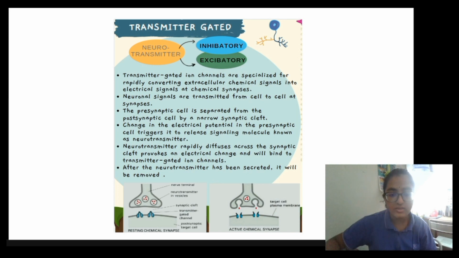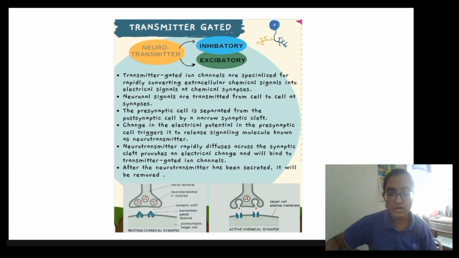There are two ways that the neurotransmitter will be removed. One is that it will be removed by a specific enzyme. Second, it will be taken back up by the nerve terminal that has released it. Neurotransmitters are divided into two, which are inhibitory neurotransmitters and also excitatory neurotransmitters.